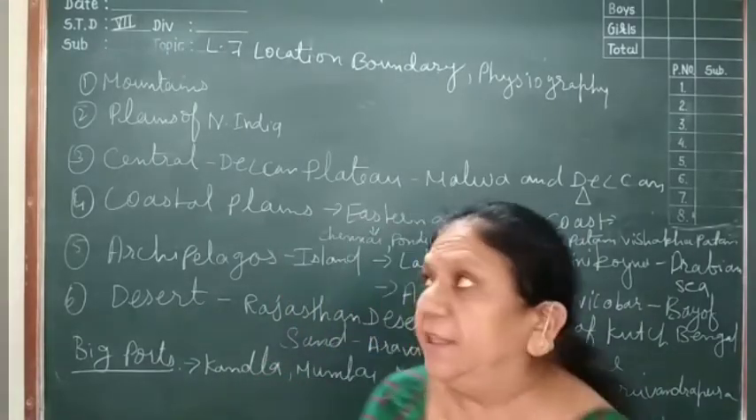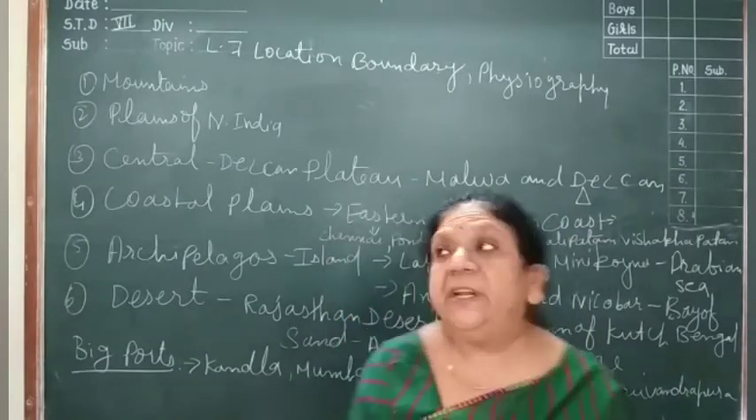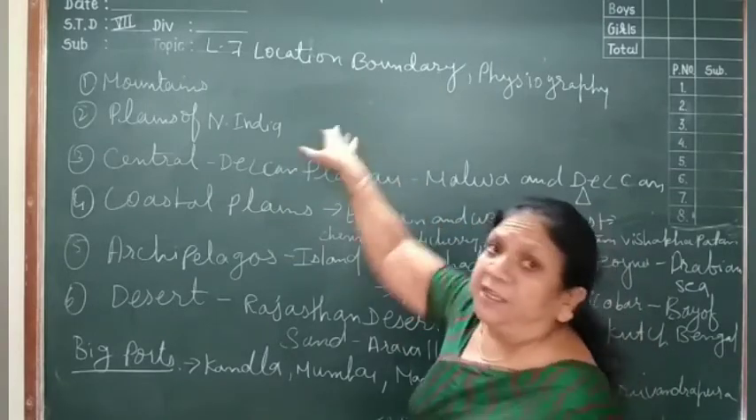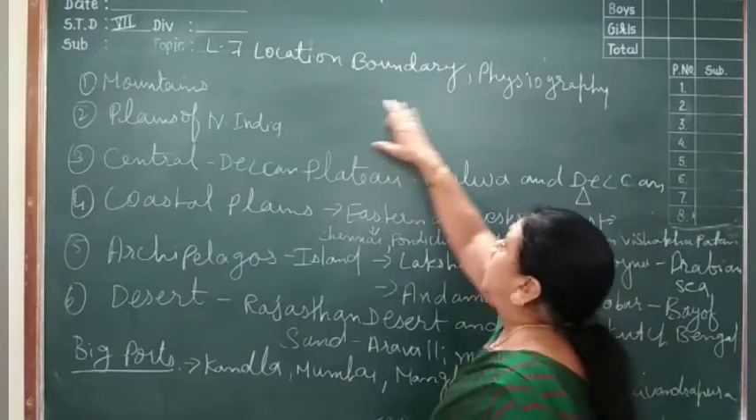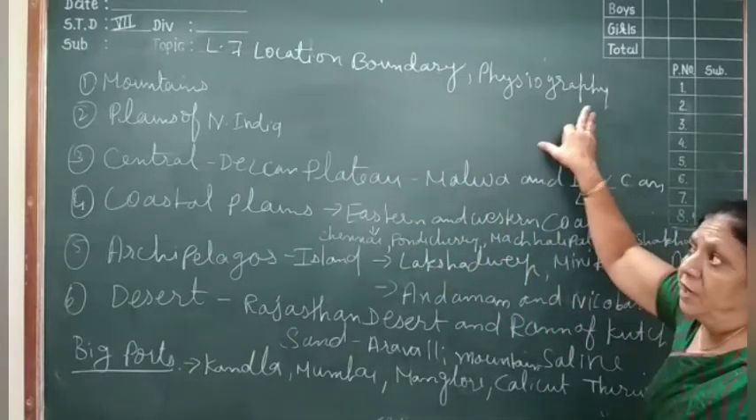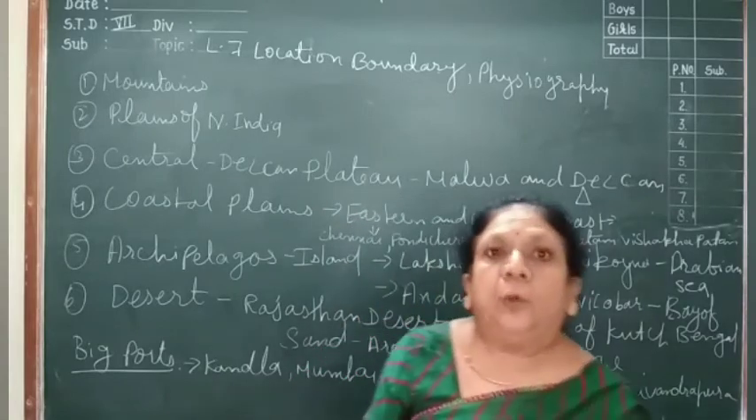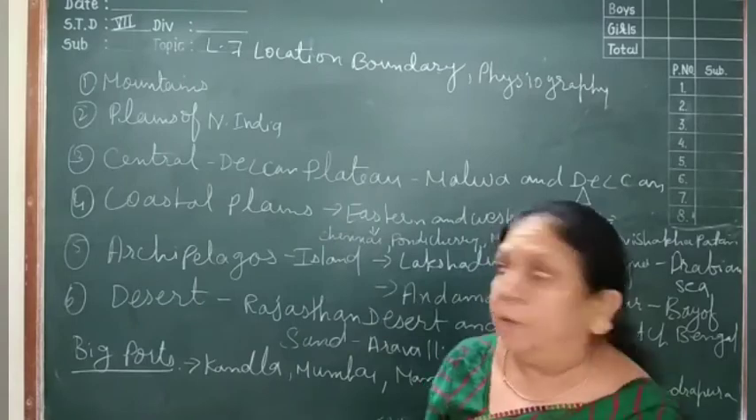Children of 7th standard, last time you studied part 1 of this lesson. So we are studying this lesson again in part 2, about location, boundary and physiography of India. Last year you studied about Gujarat only. So this year we will study about our India.